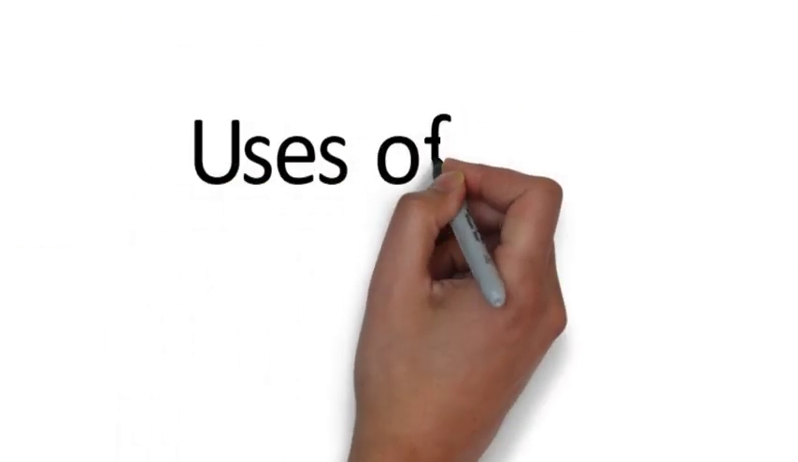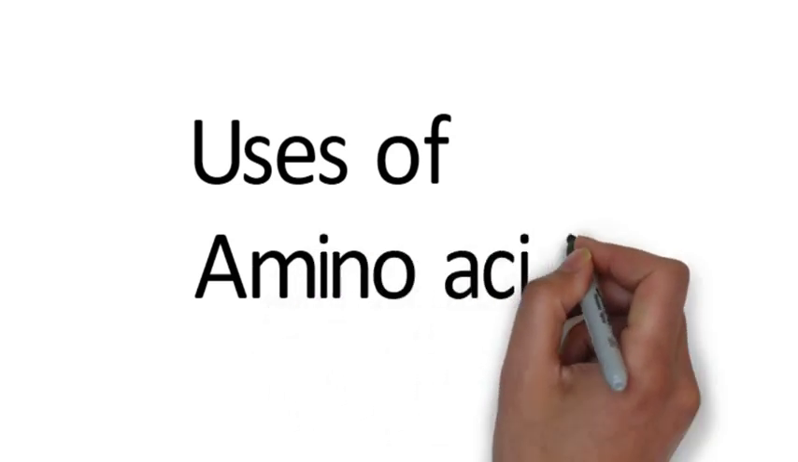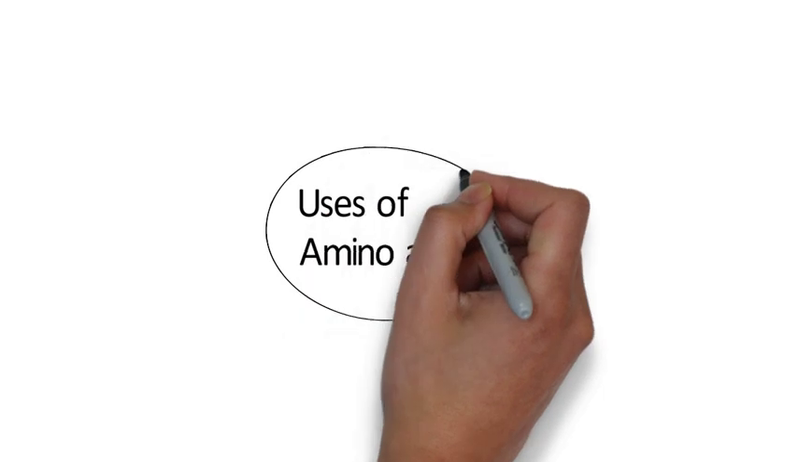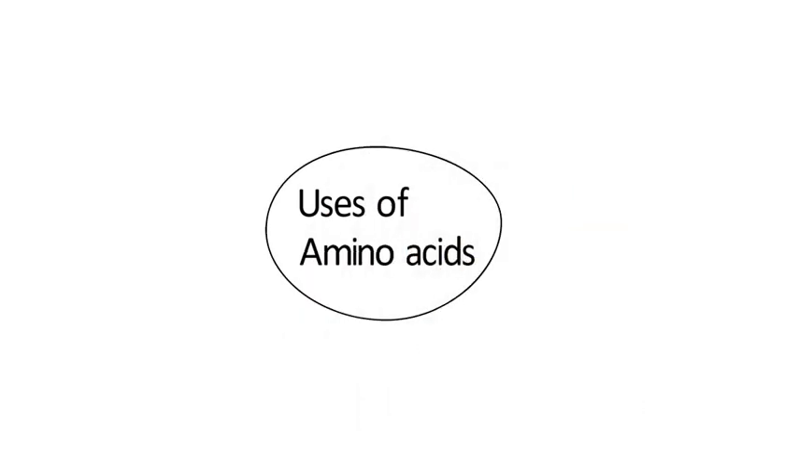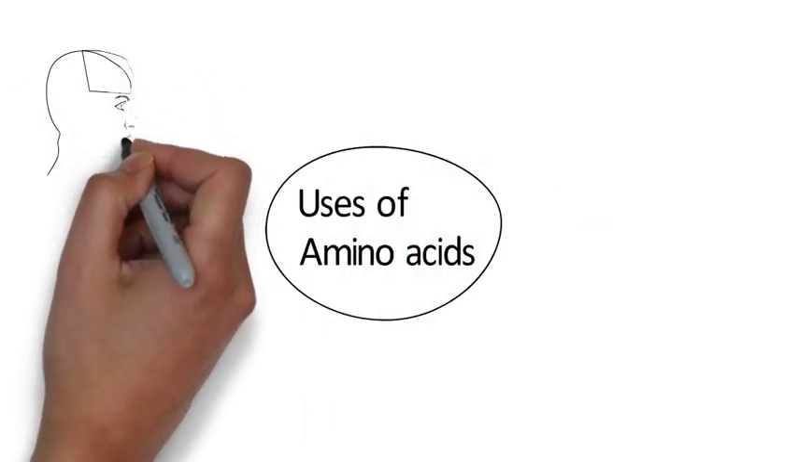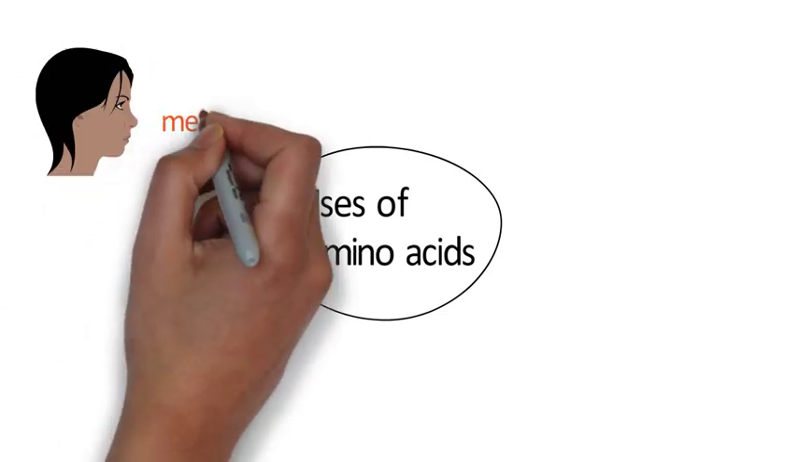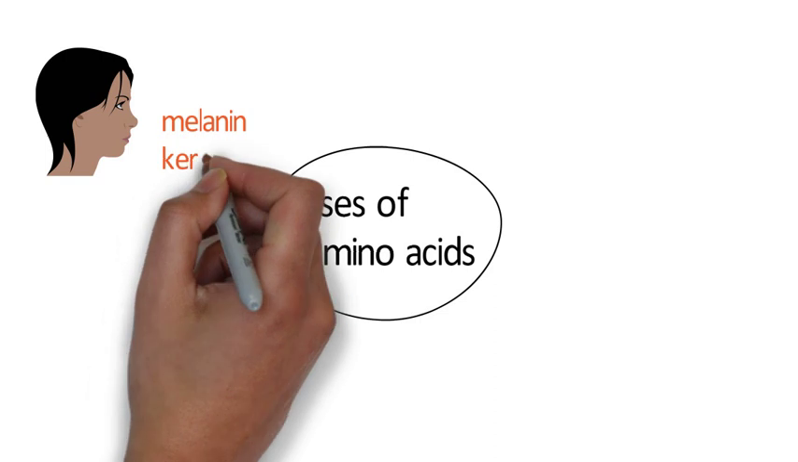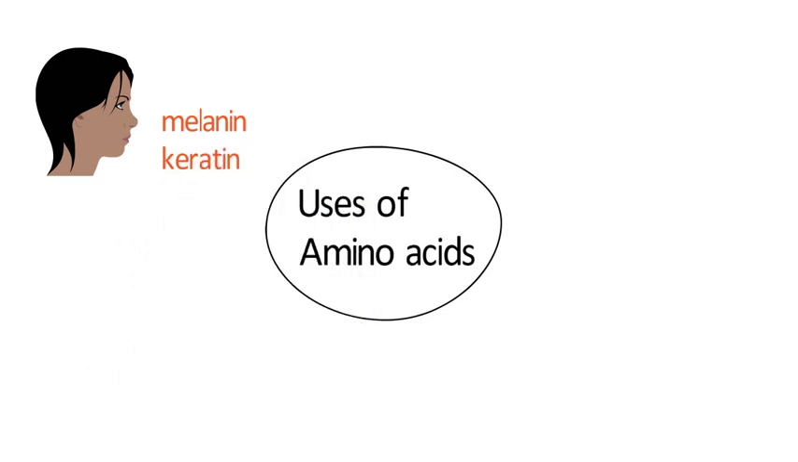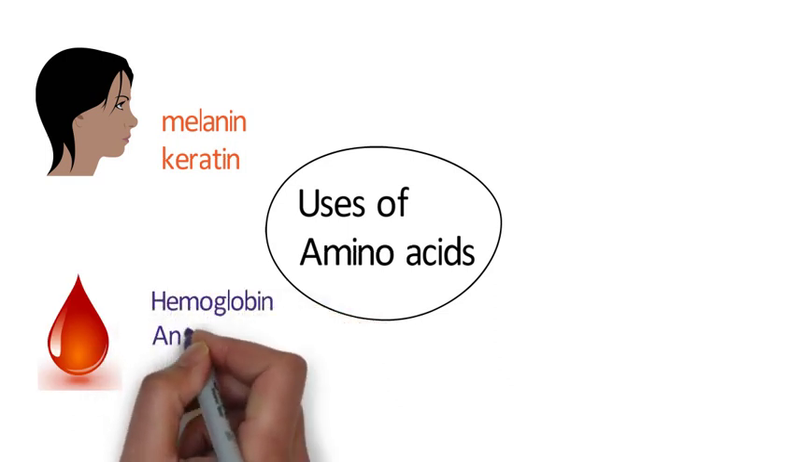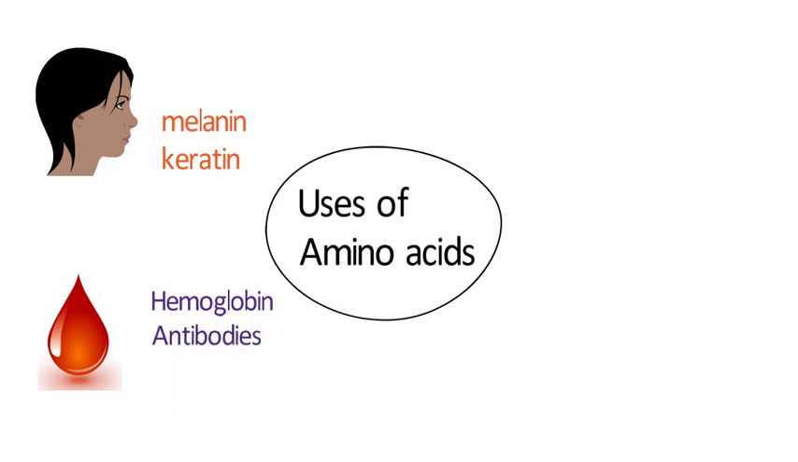Now let us move on to uses of some amino acids in our body other than production of energy. What are proteins used for in our body? Amino acids form most of the proteins of the body, for example melanin and keratin. Melanin is a skin protein which gives pigmentation, the color to the skin, and keratin is the protein of the hair. And in the case of blood, hemoglobin and our antibodies are made up of proteins, which are very vital for fighting germs in the body.